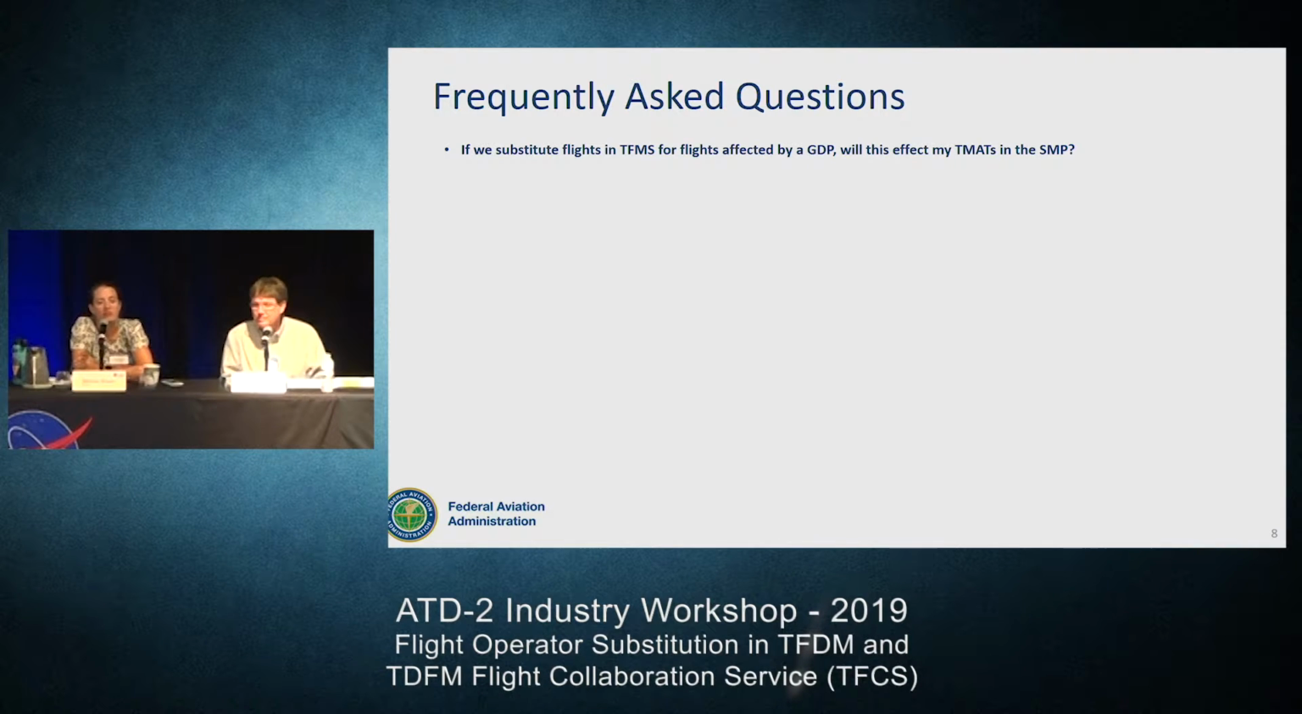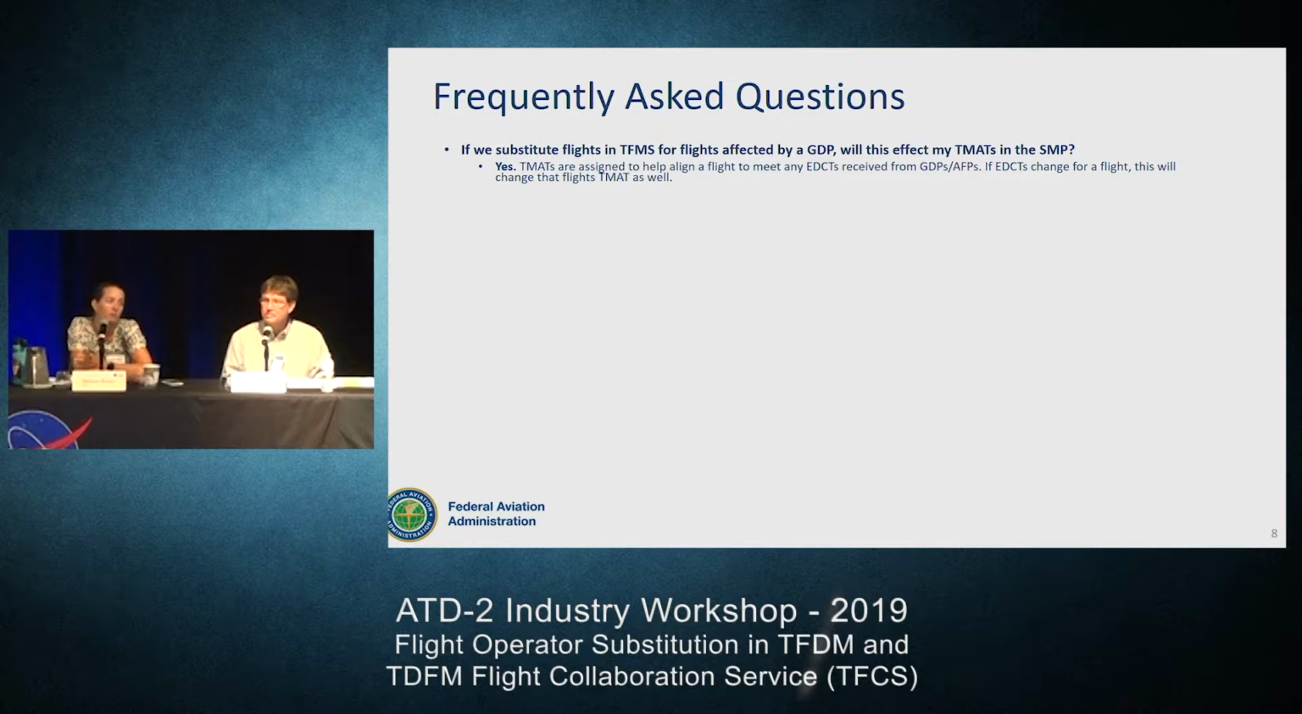So I've actually seen some questions submitted electronically that gets into the frequently asked questions. We just have a couple of topics that we get asked a lot as a program, and wanted to highlight a couple of these. So if we substitute flights in a TFMS program, or if we substitute flights in TFMS for flights that are affected by a GDP, will this affect my TMATs in the SMP? And the answer is yes.